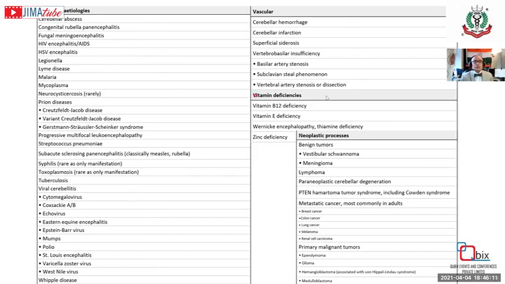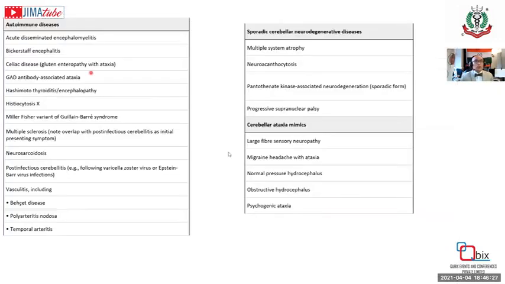The strokes presenting acutely will give you ataxia. The vitamin deficiencies, B12, E, B1, zinc, cancers, either structural pressure on the cerebellum or paraneoplastic, and you have the whole list out here. Autoimmune, we've talked about the ADEMs, the Bickerstaff, the celiac, the GAD, and the Miller-Fisher, MS, sarcoid. And then we have the vasculitis, temporal arteritis. We talked about SLE and Sjogren's.